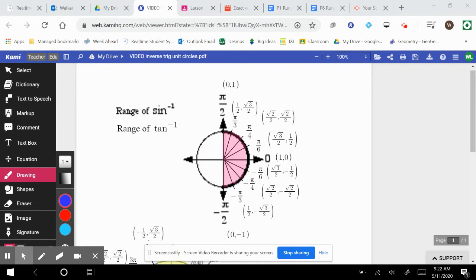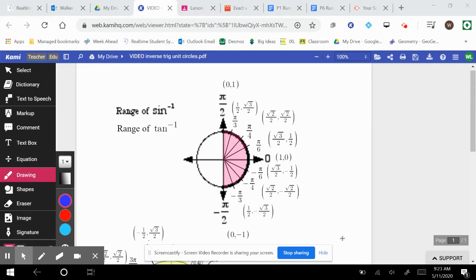Hey guys, I wanted to take this time to make a brief video to help answer some of the questions that I've been getting about inverse trig. Okay, so the first thing is, what are we really doing here? We are solving for an angle measure.